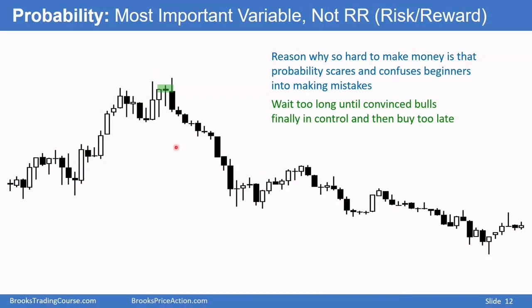Beginners tend to buy too late. Sometimes they buy too early. For example, they might buy here, thinking a double bottom, sell climax and double bottom with this or with that. They buy too early, they buy too late. Both are causes of losses.